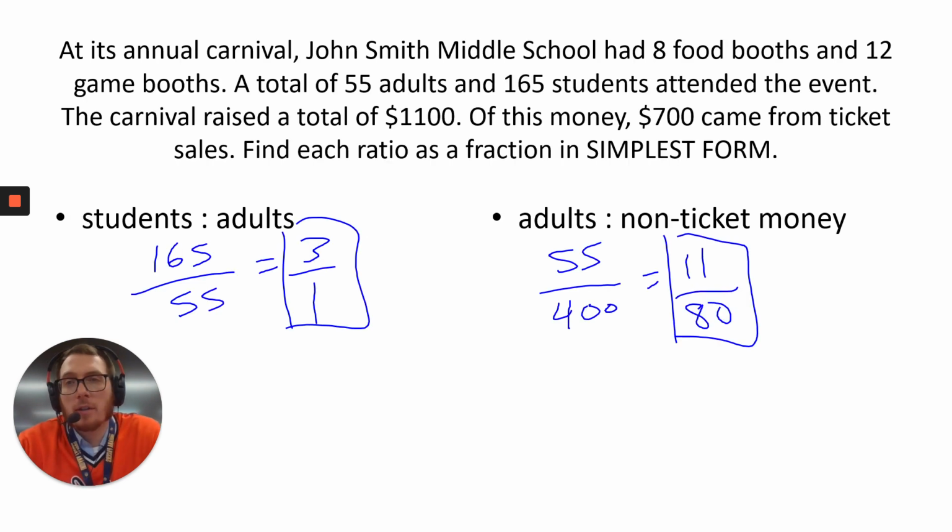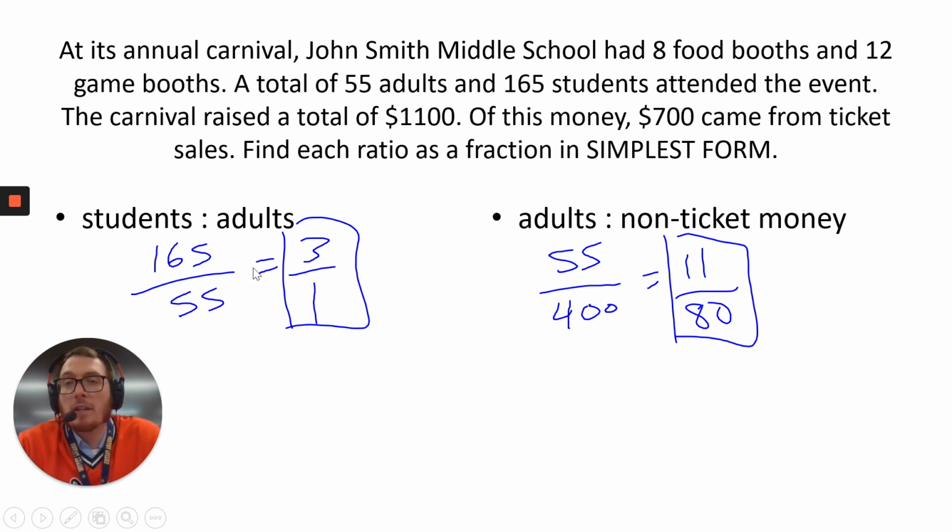Before we get too far, though, let's do a few ratio and/or rate situations. There's a lot of information here. We're going to use the same information on multiple slides. So at this carnival this school is having, there's 8 food booths and 12 game booths. There's 55 adults, 165 students that go to the event. $1,100 is raised at the carnival in total, and of that 1,100, 700 came from ticket sales.